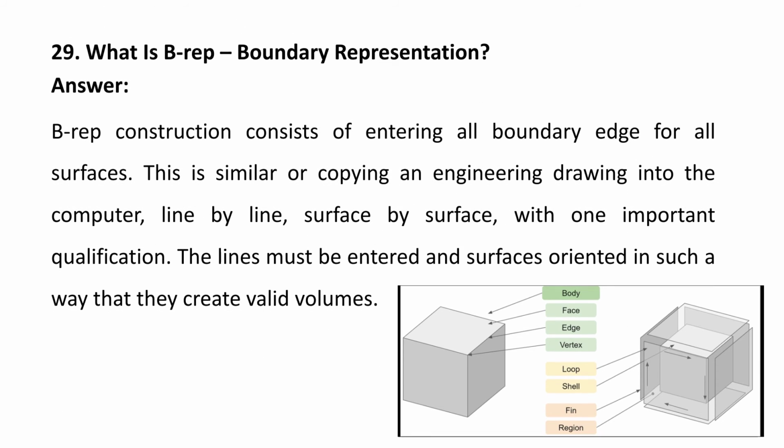Next question, what is boundary representation? Here in this diagram, you can see the boundary representation. You can see the edges of the component. Again, you can represent the component with the help of surfaces also. The boundary representation construction consists of entering all the boundary edges for all surfaces. This is similar to copying an engineering drawing into the computer line by line, surface by surface, with one important qualification. The lines must be entered and surfaces oriented in such a way that they create valid volumes.